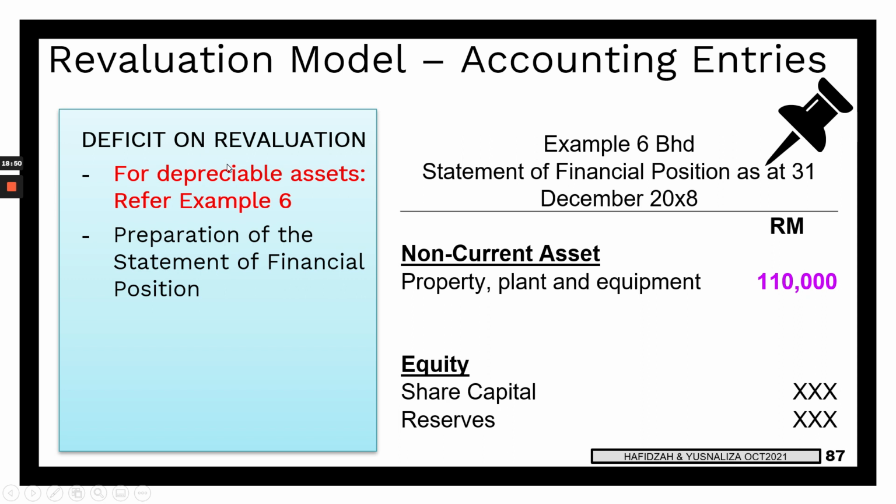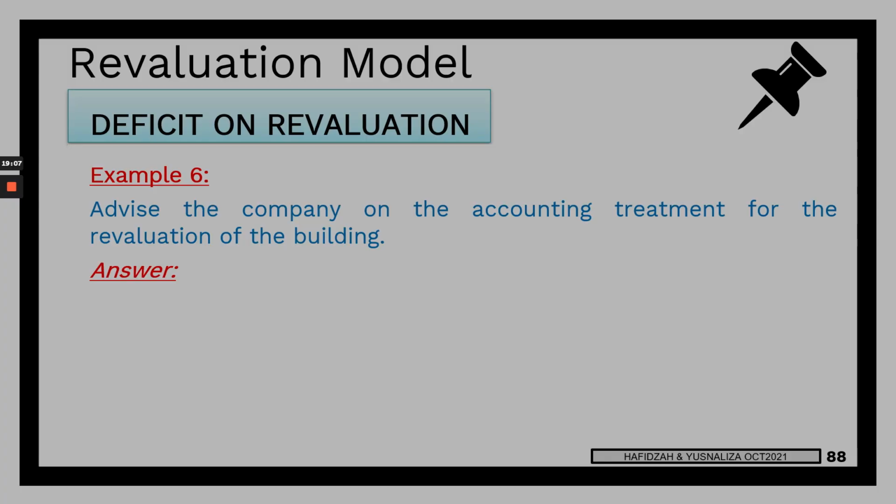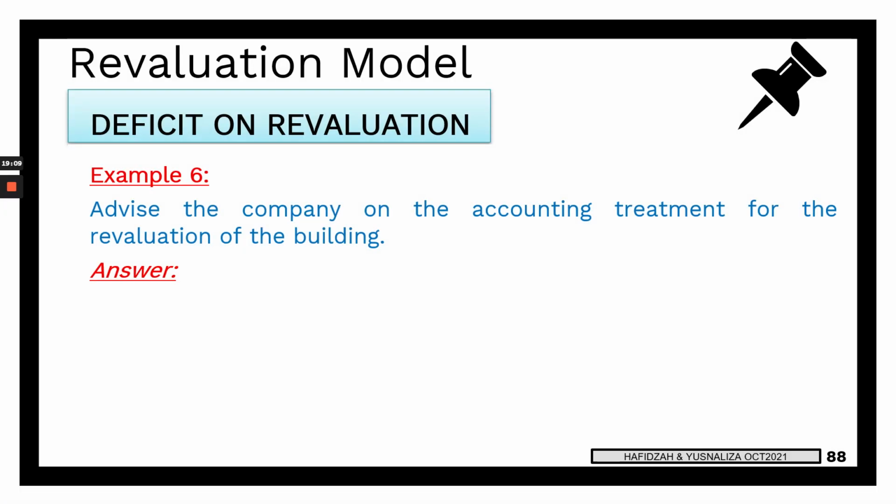Next is the presentation in the statement of financial position. It's the same thing that should be shown at the revalued amount. And there are no changes to the reserve because there is nothing to be credited to the ARR, the asset revaluation reserve. Next is the next example here, which is actually asking to explain the accounting treatment.